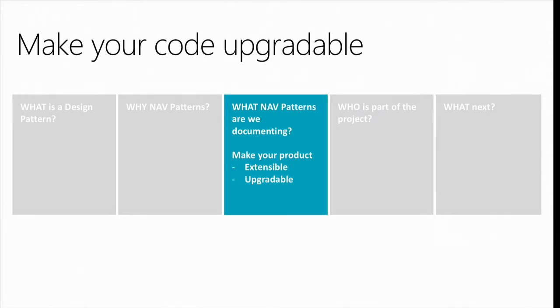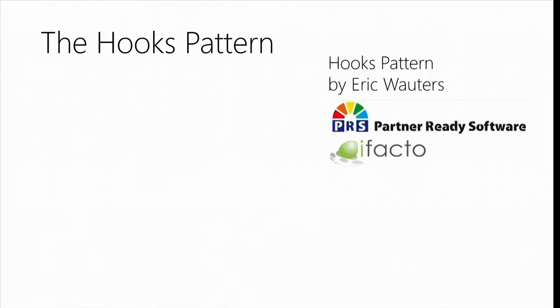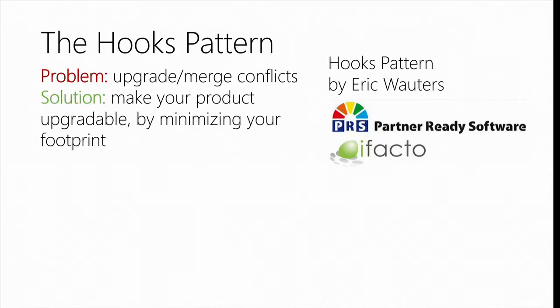OK, pattern number 2. This is a really nice example of why a community project is better than the sum of the parts. And this pattern comes from one of our partners, from Waldo, aka Eric Wouters, who is part of Partner Ready Software, and he's at iFacto. So the problem that Waldo is trying to solve here is merge conflicts during upgrade. And the more upgrade you get to do, and you have the chance now to upgrade every month, the more you want to solve this thing that is going to become a repetitive part of your process. How to make your product more upgradable?